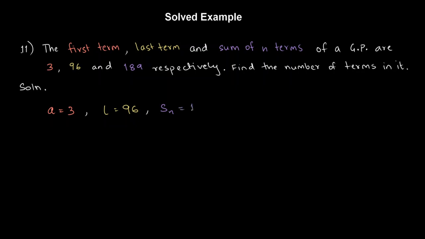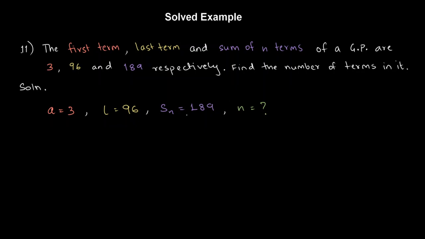189. Okay. Now they've asked us to find the number of terms in this geometric progression with these parameters. Number of terms, if you guys remember, is nothing but, so we actually have to find the value of n in this question, right? Now let's try to recall our formulas.